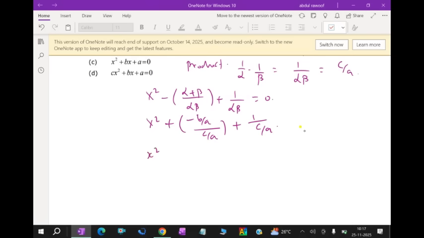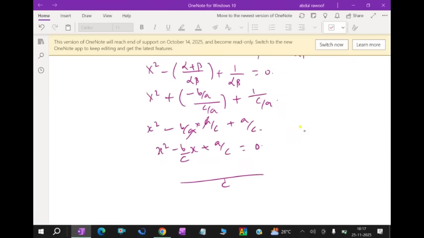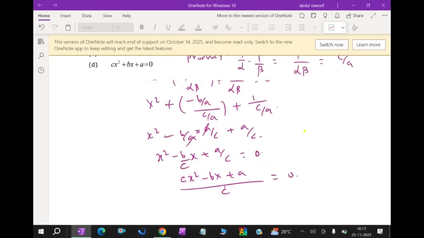So x square plus, that is minus here, minus b by a into a by c plus a by c. A cut. So here x square minus b by c x plus a by c equal to 0. Now take LCM as c. It is cx square minus bx plus a equal to 0. Then cross multiply, it becomes 0. Therefore, our option is cx squared minus bx plus a.